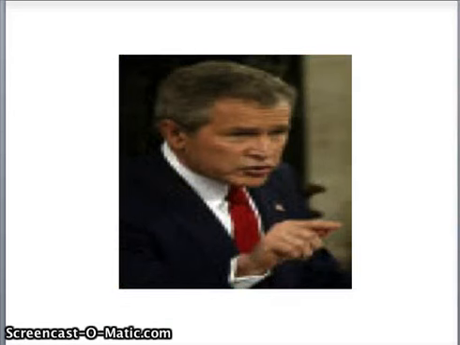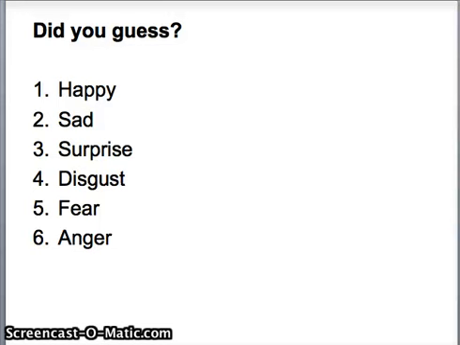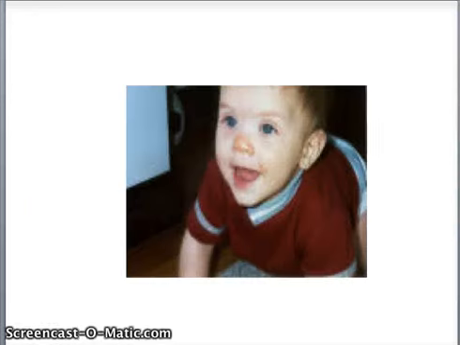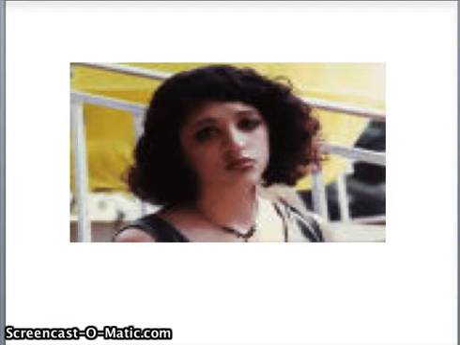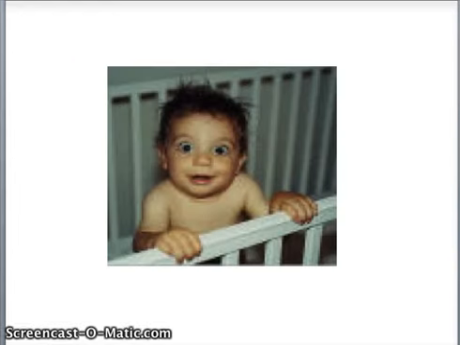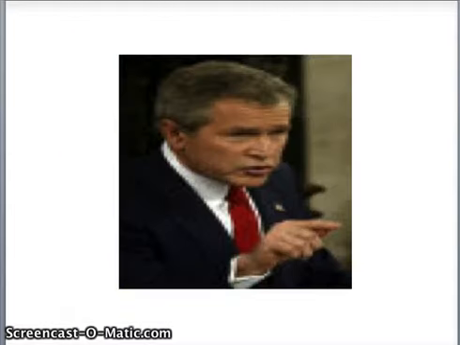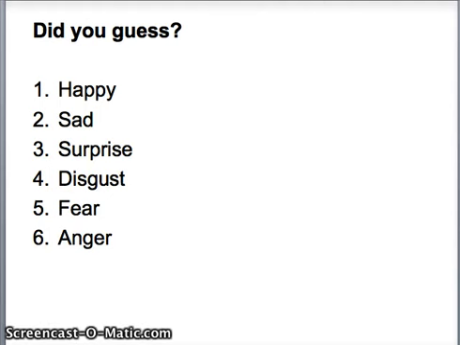So when you looked at those 6 slides, did you guess happy, sad, surprise, disgust, fear, and anger? These are the basic 6 emotions that we can all read pretty accurately, even if people are from different cultures, even if people are from other races or other genders.